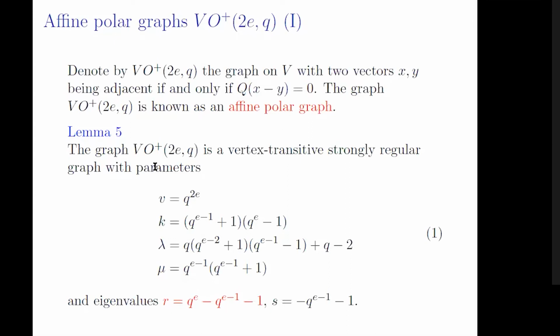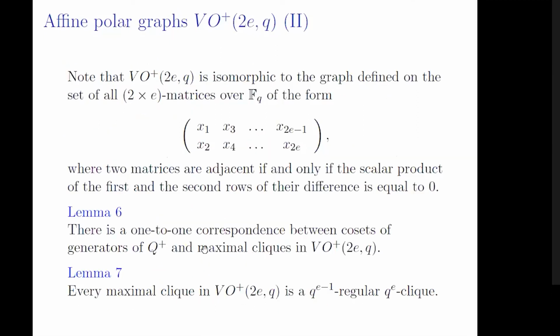And this affine polar graph is a vertex transitive strongly regular graph with parameters given on the slide, and we are interested in the positive non-principal eigenvalue, which is q^e minus q^(e minus 1) minus 1. Note that this graph is isomorphic to the graph defined on the set of all 2 times e matrices over Fq of the following form, where 2 matrices are adjacent if and only if the scalar product of the first and the second rows of their difference is equal to 0.